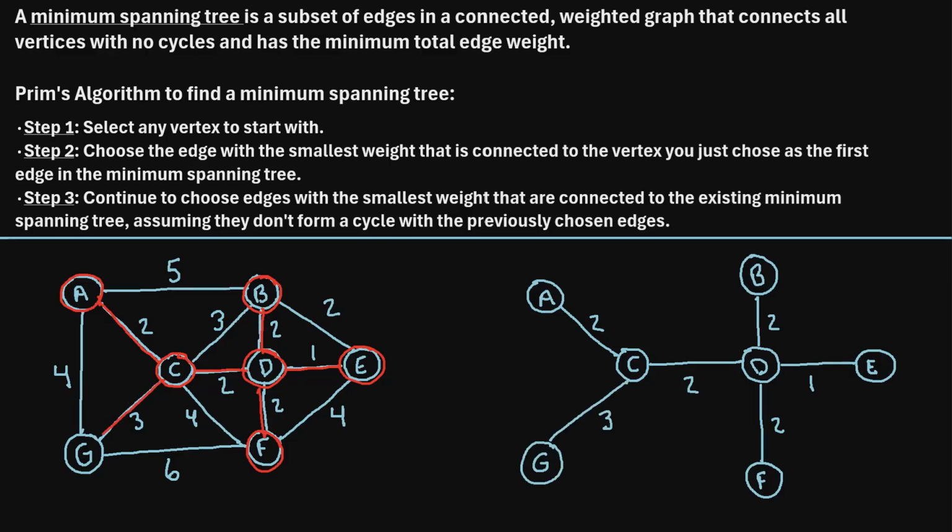So once we add this edge to our minimum spanning tree, we'll see that all of the vertices are now connected and there are no cycles. So this is our final minimum spanning tree, or we'll abbreviate it as MST. And we can find the weight of this minimum spanning tree by just adding up all of the weights of the edges. So when we add all those together, we find that the total weight is 12.